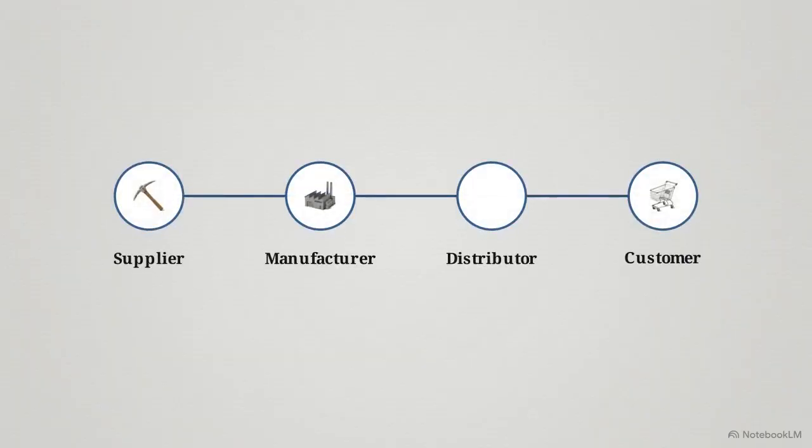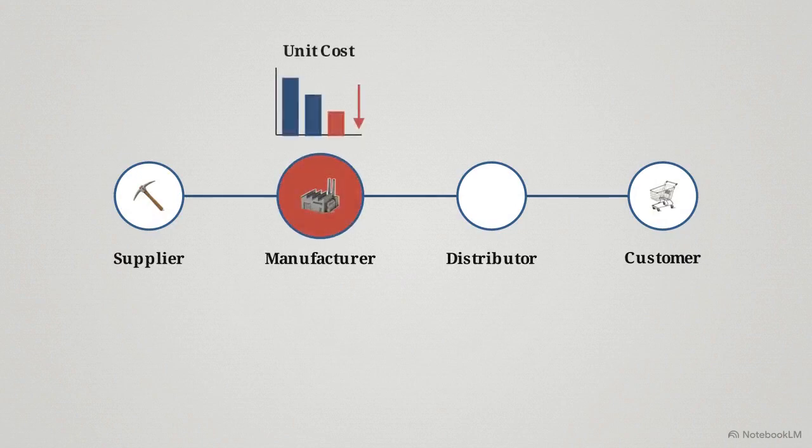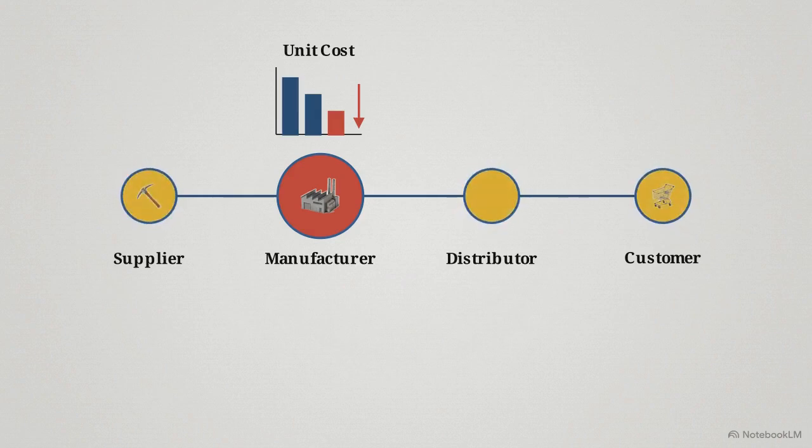When integration fails, companies revert to local optimization. This occurs when one party maximizes its own specific KPIs, like a factory overproducing to artificially lower unit costs at the direct expense of the rest of the chain. This lack of coordination, combined with delayed information, generates the bullwhip effect.